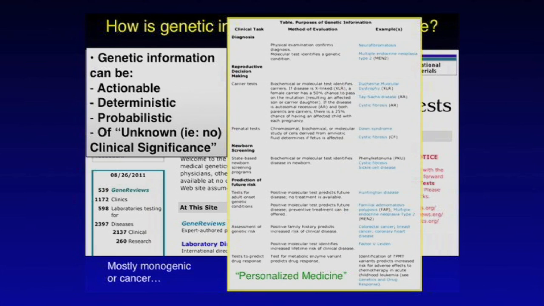So the same NCBI website, this gene test website, which is a wealth of information, this is their list of what they say is the purpose of genetic information in healthcare. I know this table is too hard to read, but I just want to highlight some of these things. The top category is diagnosis, and they give examples like neurofibromatosis and some other single gene disorders where molecular tests could identify a genetic condition. I think that's a very obvious use of this information in healthcare.